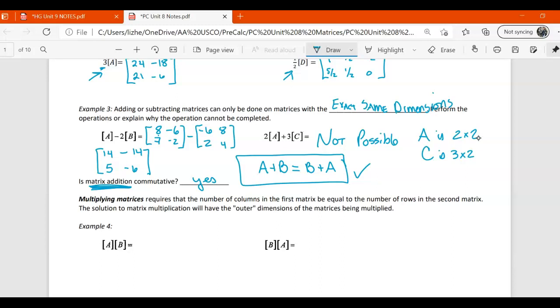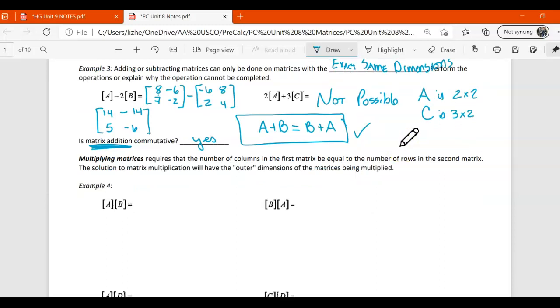But addition is commutative. All right, multiplying matrices requires that the number of columns in the first matrix be equal to the number of rows in the second matrix. The solution of matrix multiplication will have the outer dimensions of the matrices being multiplied.